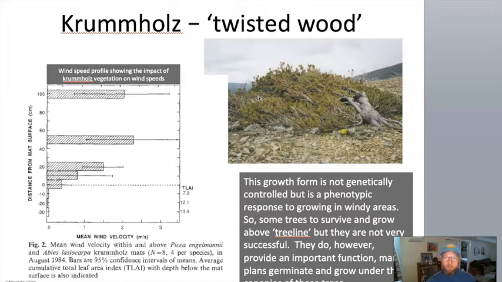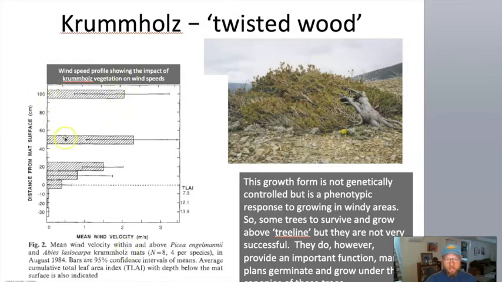So if a tree does get established above tree line, some of them can survive. They just have this really weird growth form. Krummholz means warped wood or twisted wood in German. They're not super common. I mean, you see them when you go up there, but it's not like the whole area is dominated by Krummholz vegetation, but they can play a really important role.